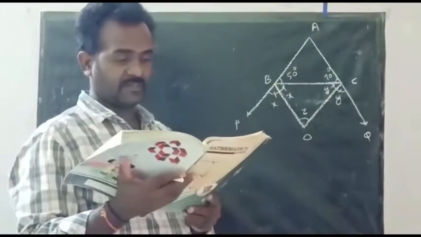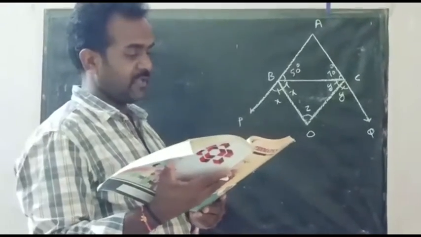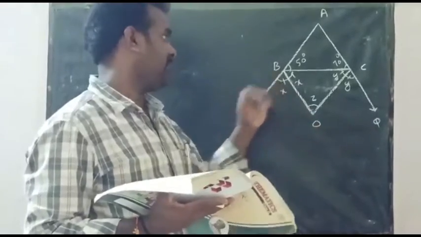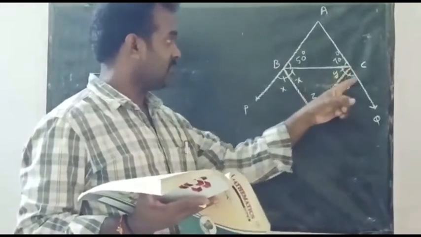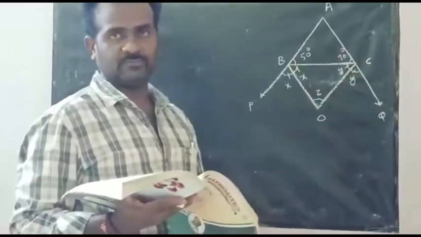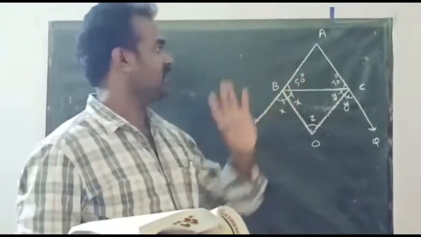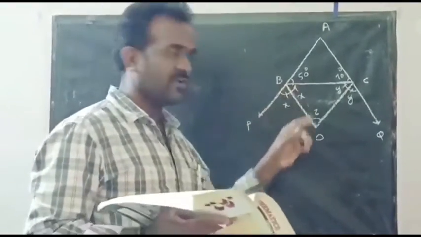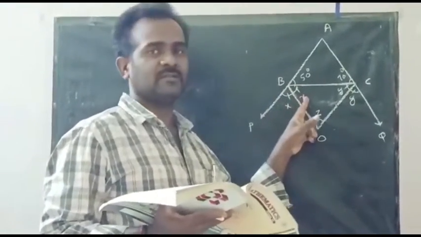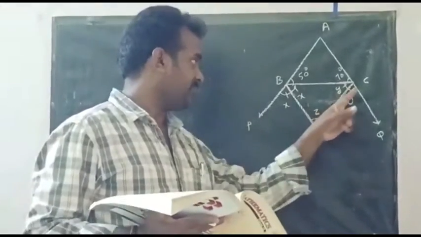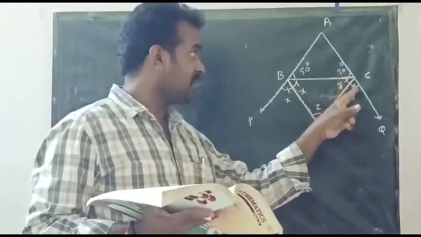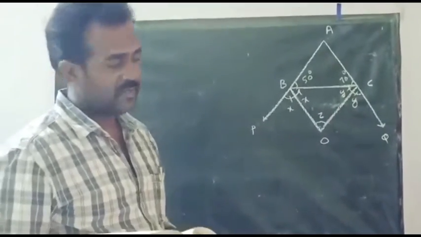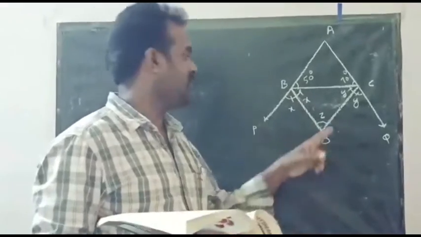If Z is the measure of the angle between the bisectors, BO is the bisector of angle PBC and OC is the bisector of angle BCQ. Bisector means the angle is divided into two equal parts. So this angle is equal to X and this angle is also X. OC is the bisector line, so this angle is divided into two equal parts: this angle is Y and this angle is also Y. Find this angle, which is Z. We have to find the value of Z.